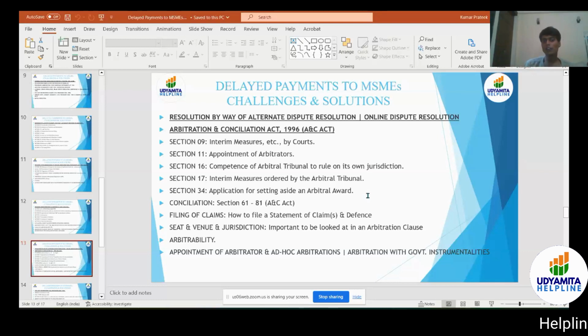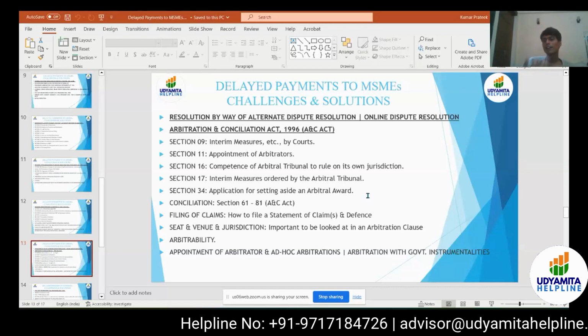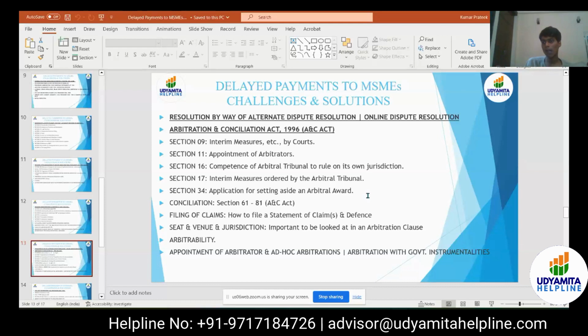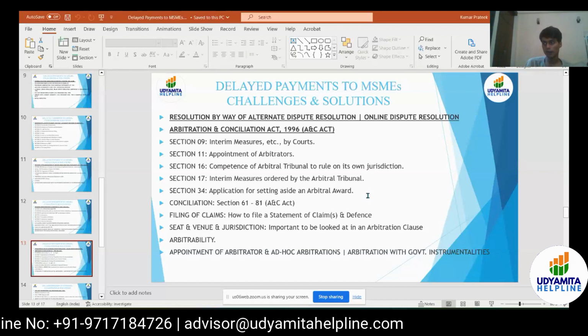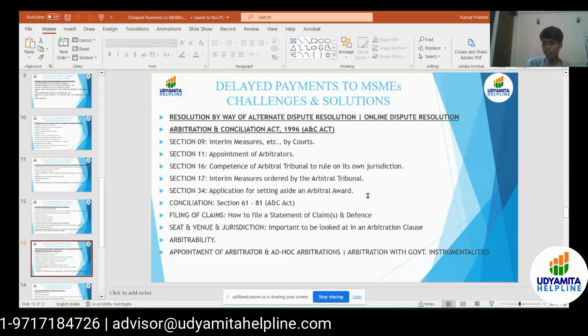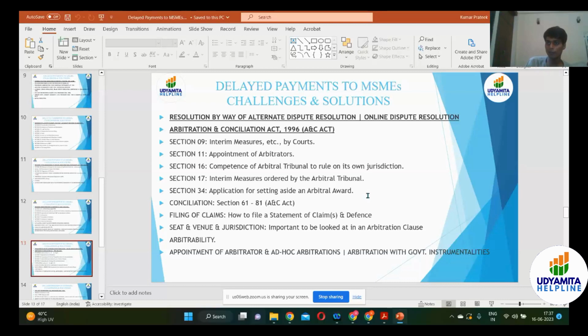The filing of claim. So how do arbitral tribunals generally govern their proceedings, right? They ask for a statement of claim. They would ask you to provide them the statement of claim, stating all the claims that you have against the opposite party, how that debt fell due, and what was the brief history of the transaction, the circumstances of the transaction. All of these things are to be stated in the statement of claim, and submitted before the arbitral tribunal.